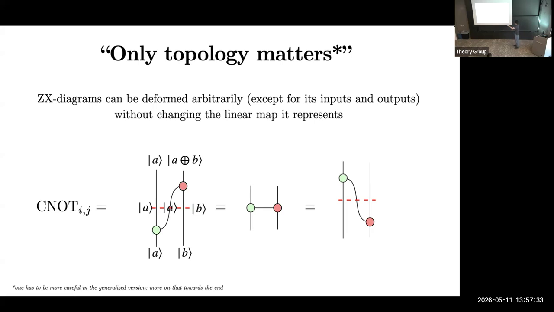But it turns out that whether you write it this way or this way or this way, it realizes the same linear map. So you can deform this arbitrarily. And then there are extra rules, which I won't go into the details of, which you can use to manipulate these diagrams. And you can show that one linear map is equivalent to another linear map just by these manipulations.